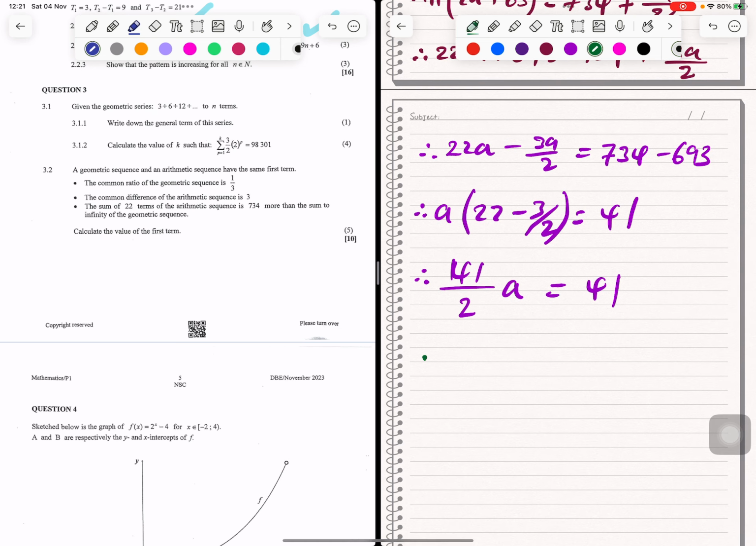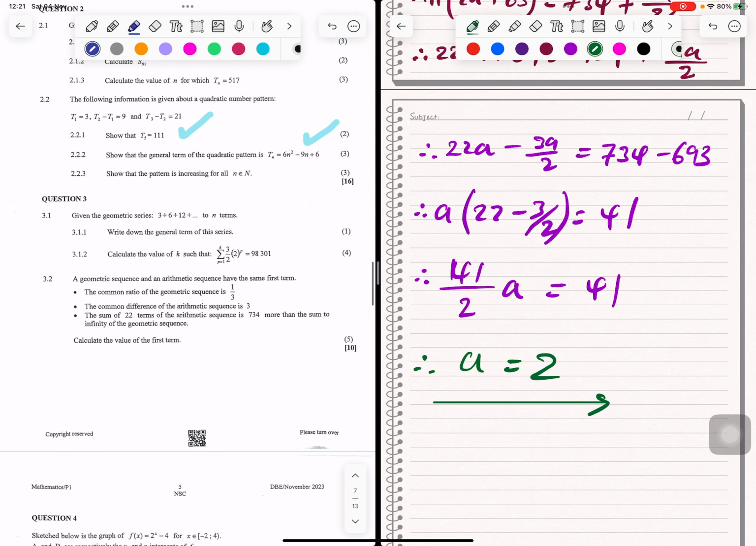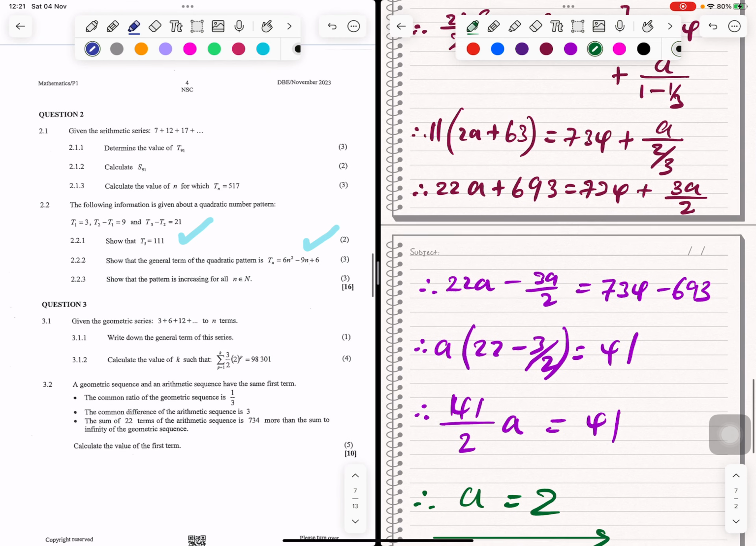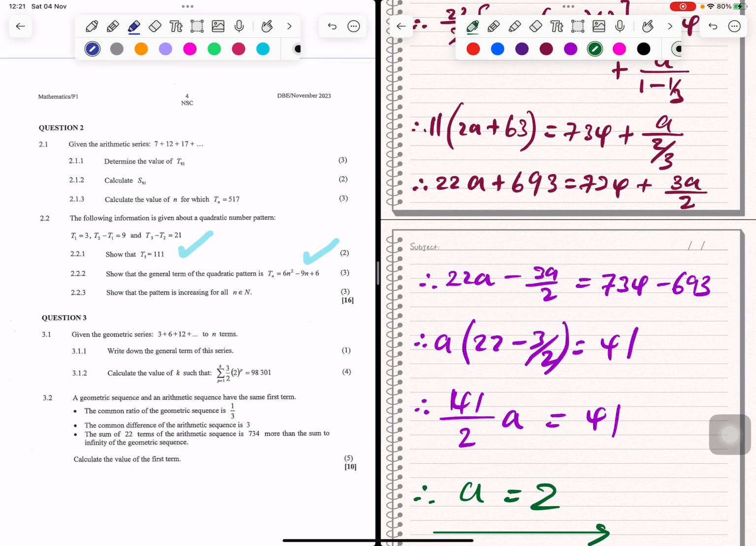So now what do I do? I multiply both sides by 2 over 41. So a is equal to 1 over 2, multiplied by, let's just divide, because I see I'm a bit tired. 41 over 2 gives me 2. So I'm getting a as 2. Okay. Yeah, that's how you'll solve this particular paper for question 2 and 3.